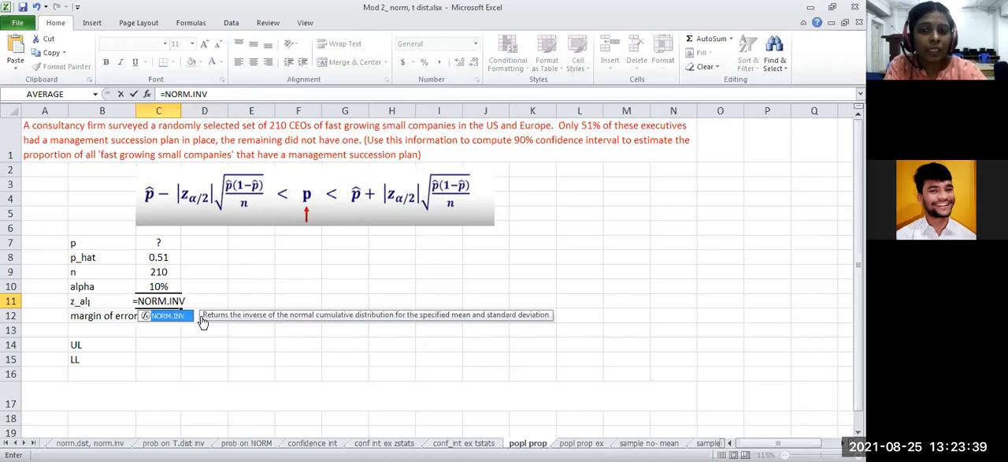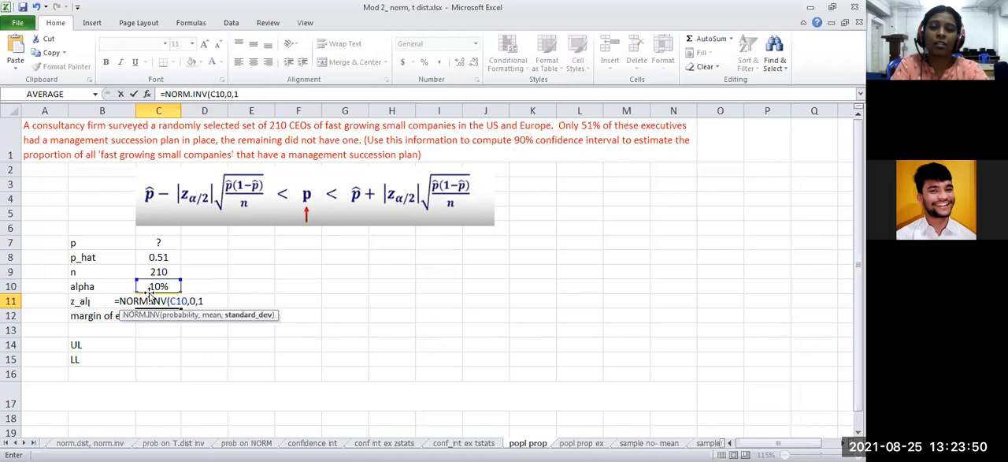Your probability is nothing but your alpha value. Your mean is 0. This is for a normal distribution. We are assuming it's a normal distribution, so we're just going to put mean and standard deviation as 0 and 1. Please do not use confidence.norm. If you put standard deviation 1, it will not give you the right answer. So that is why please make use of the norm.inv function to calculate your Z alpha by 2.